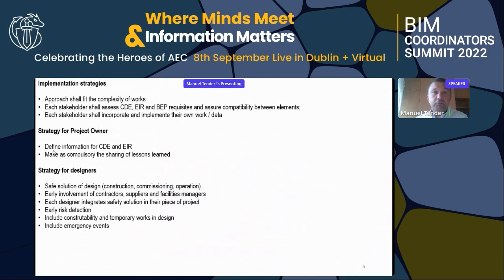Implementation strategies. What does this document say? That the approach shall fit the complexity of works. Each stakeholder shall assess CDE, EIR, and BIM execution plan requisites and ensure compatibility between elements. And each stakeholder shall incorporate and implement their own work and data.